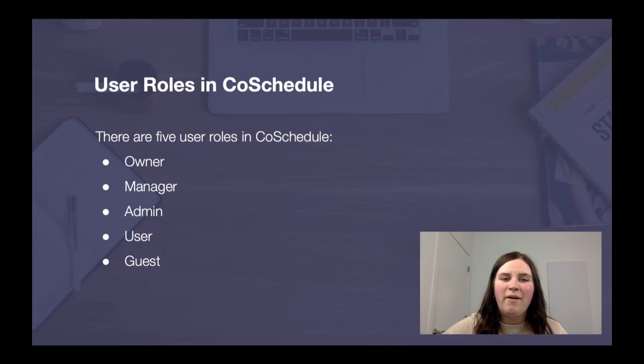In CoSchedule, there are 5 different default user roles: the owner, who is most likely you, managers, admins, users, and guests. There are also custom roles, which I will cover later on. I'm going to outline what each of these default user roles does in CoSchedule, so you know which roles to assign on your team.